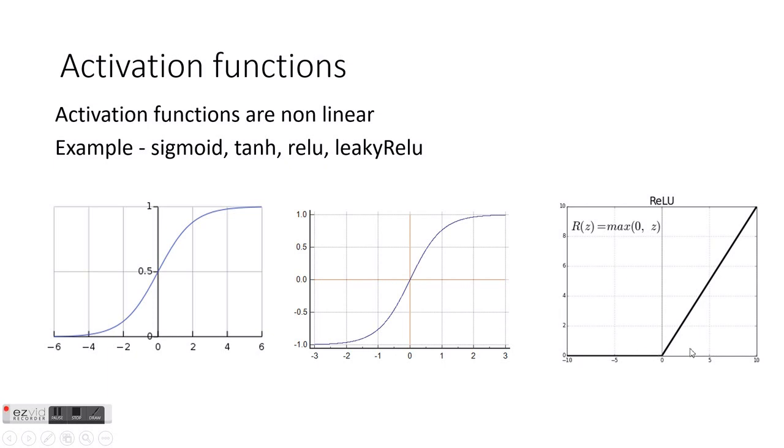And the last is the Relu function, which is also very commonly used in deep learning networks. Basically, for negative values, Relu has a value of 0, and for positive values, it has the value z. So Relu can be represented as the max of 0 and z. If z was negative, the max will be 0, and for positive values, it will be positive.